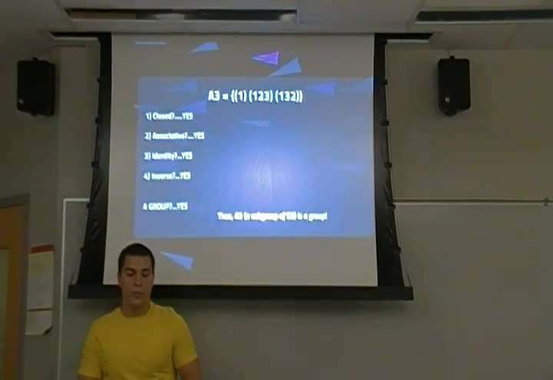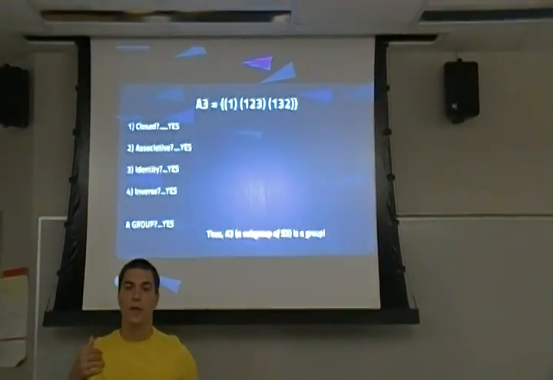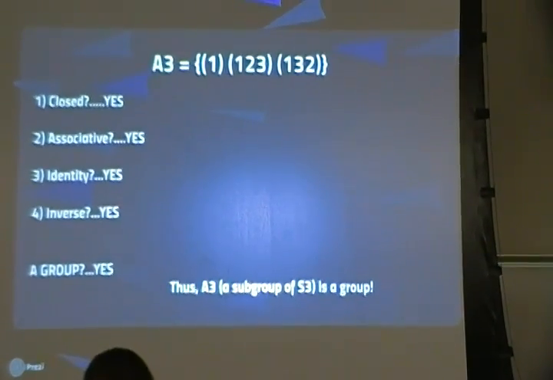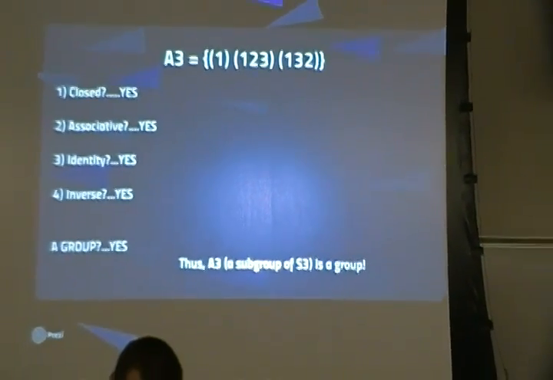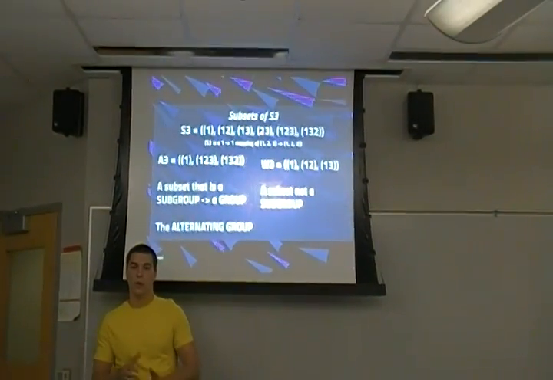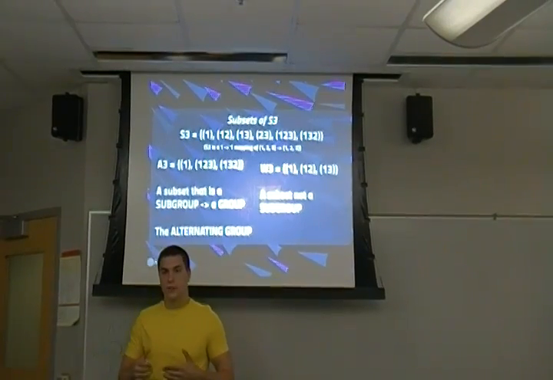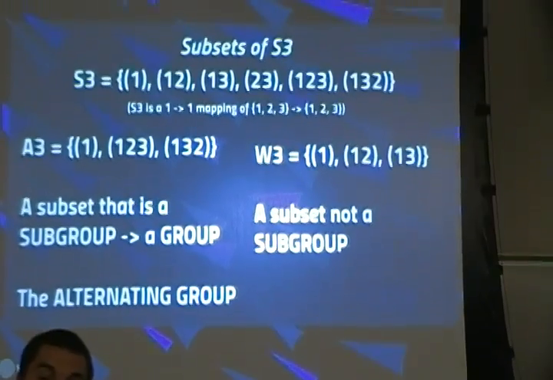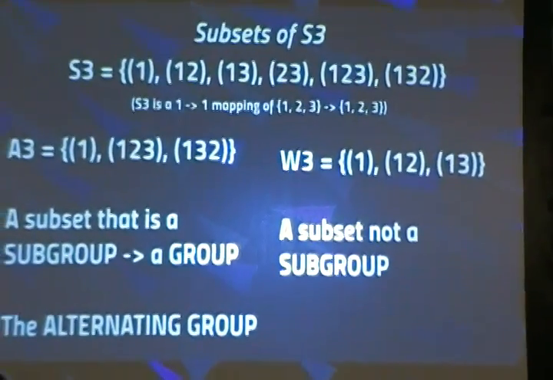We've checked out all the properties of that being a group, and in fact, A3 is a group and a subgroup of the symmetric group S3. And this is actually a special subgroup of S3, and it's called the alternating group. The alternating group of S3 just means that it is the largest subgroup of S3 without being S3.